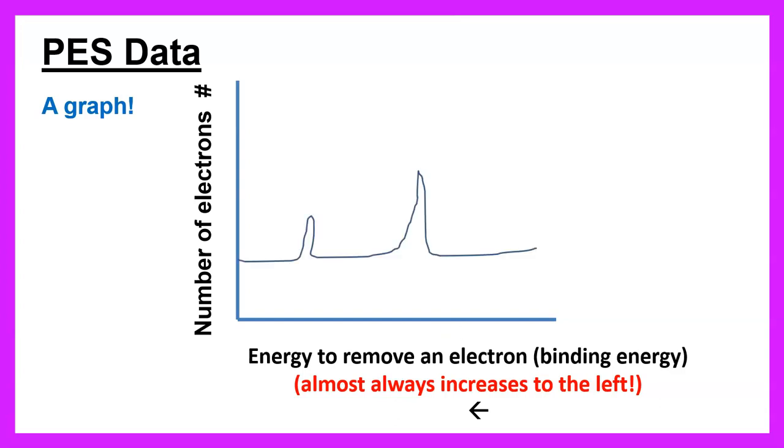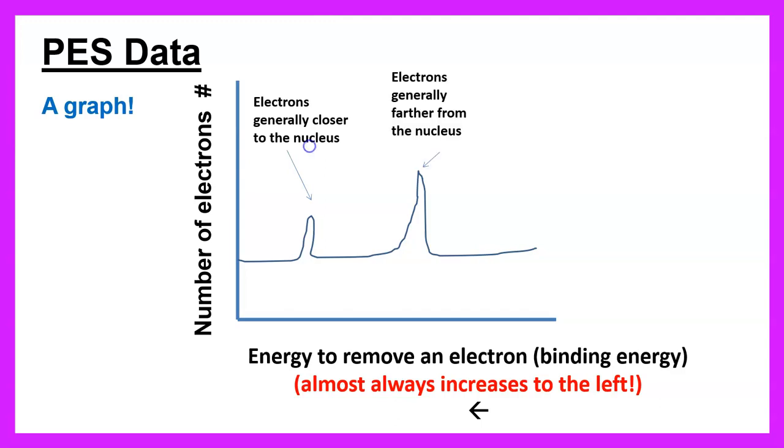The graph will look like a series of peaks. The height of the peak will tell us how many electrons are present. And the left to right placement will tell us the energy that it took to remove the electron, which we will then correlate to how close it is to the nucleus. Remember, the closer it is to the nucleus, the more attraction you have, so the higher energy to take away. So we'll be able to figure things out like that based on these little peaks.